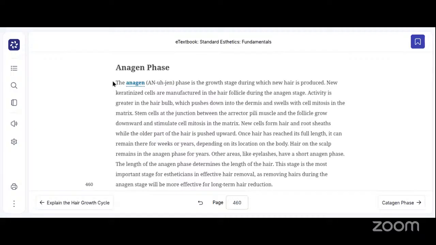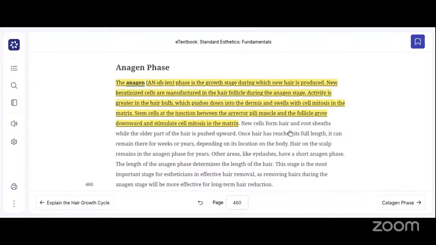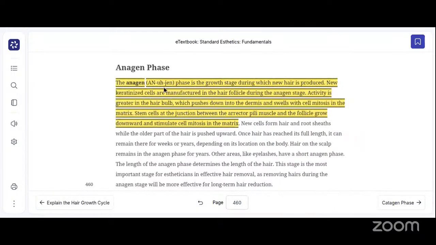Let's highlight today's term in yellow. We see our first term. As a recap, remember the anagen phase is the growth phase. So we have a growth phase, then we have a pause phase, and then we have a falling out, which we call shedding.